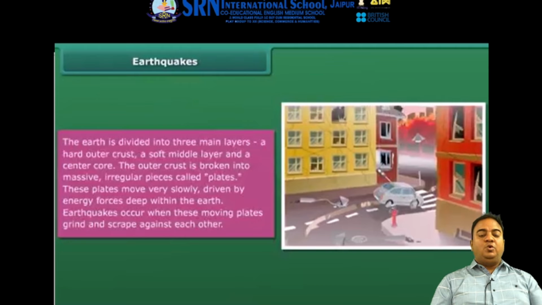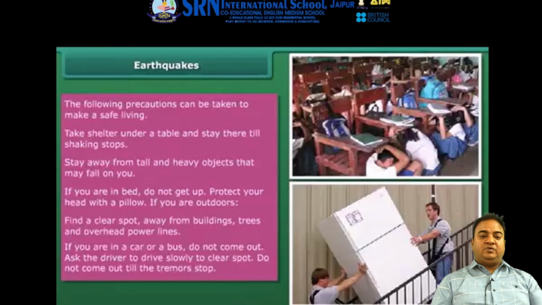Now people should also know how to save themselves from these earthquakes. So the following precautions can be taken to make a safe living. You can see in the picture how an idea has been given to students to save themselves whenever an earthquake occurs. Take shelter under a table and stay there till the shaking stops. Earthquakes usually last for 1 or 2 minutes, not more than that. But if we take preventive measures during that time, we can save our lives. Stay away from tall and heavy objects that may fall on you.